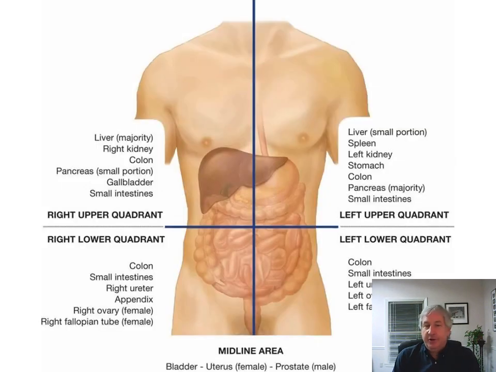And here's just another view of it showing the right lower quadrants, left upper and left lower quadrants, and the organs that are in each one of those. So you can see we talked about the appendix, as well as the right ovary in a female, being in the right lower quadrant. So if you had severe pain down there, it could be one of those two things pretty easily. And the majority of the liver is up here in the right upper quadrant, as well as the gallbladder.